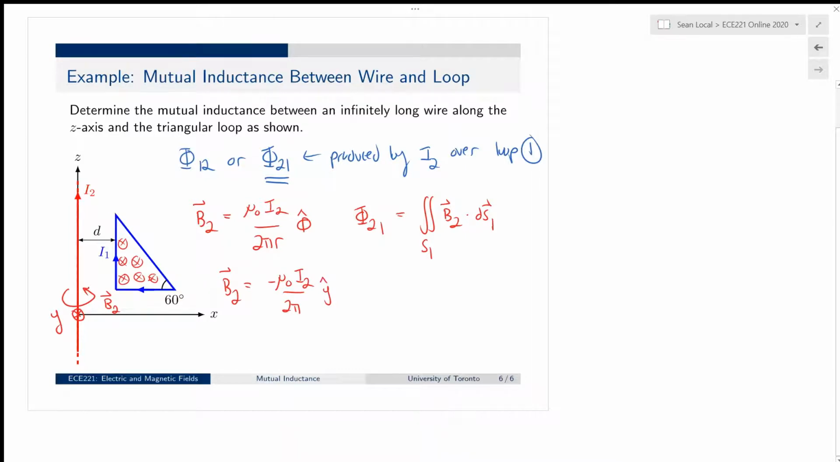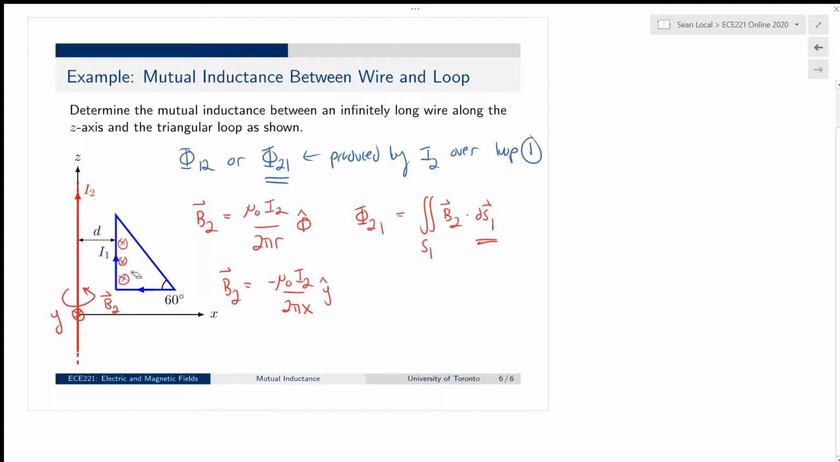We can also change the radial distance in the denominator, which was r before, to just simply x, right? Because again, in the xz plane, the radial distance from the current I2 is simply x. So now we have an expression in Cartesian coordinates for B2. That means that we need to find a corresponding expression for ds1 in Cartesian coordinates. So let's have a look at how we can do this.